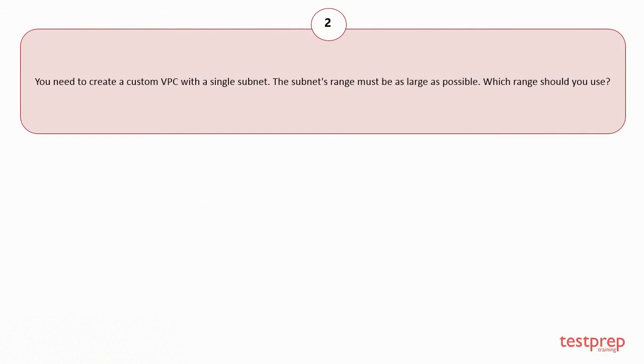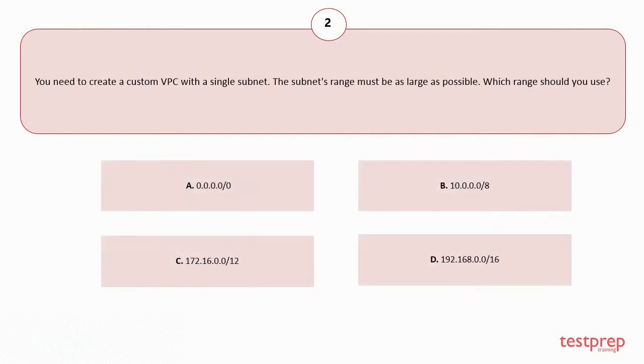Number 2. You need to create a custom VPC with a single subnet. The subnet's range must be as large as possible. Which range should you use? Your options are: The correct answer is option A.